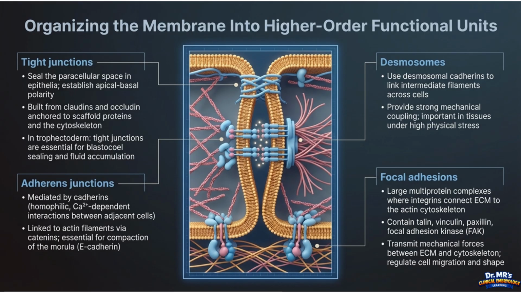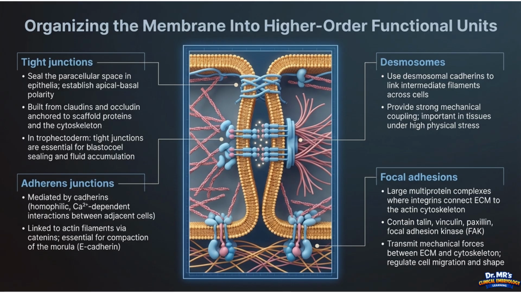Tight junctions, composed of claudins and occludin anchored to a scaffold of proteins, including zonula occludens proteins, do something anatomically unique. They form a belt-like seal around the apex of epithelial cells that physically closes the paracellular space. Water, ions, and solutes cannot pass between cells through tight junctions. They must cross the cell itself, giving the epithelium its selectively permeable character.